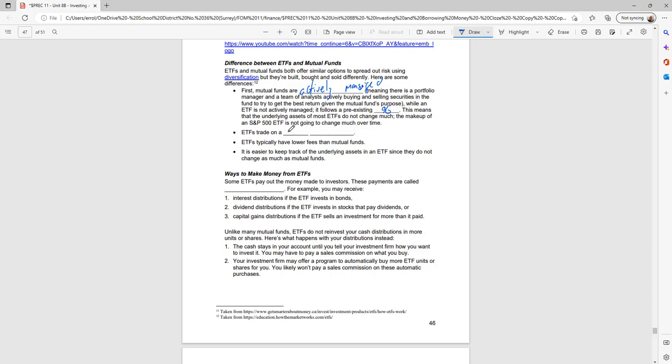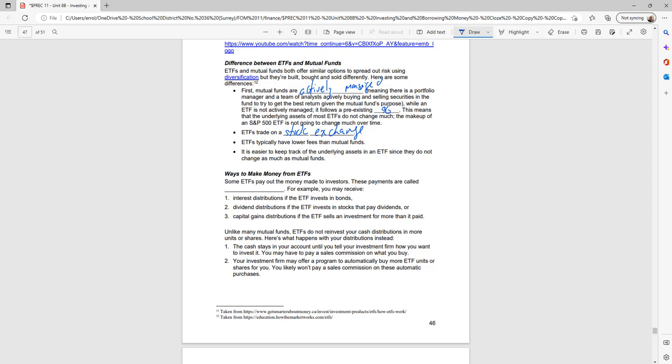Now, ETFs are traded on the stock exchange, like the New York Stock Exchange or the Toronto Stock Exchange. ETFs typically have lower fees than mutual funds because, well, no one's actively managing it. It's easier to keep track of the underlying assets in ETFs since they do not change as much as mutual funds. So the percentages of each particular company stay the same.